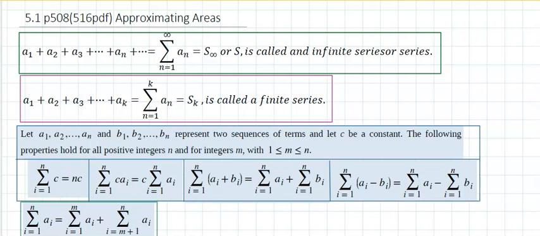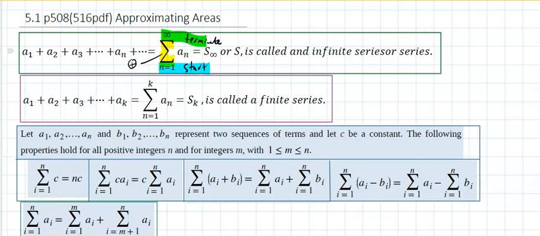Section 5.1 talks about approximating areas, so we need to talk about summation notation. We want to get used to this notation right here. A summation notation looks like the sigma. That indicates this is the sum you add. This is where you start, and this is where you terminate.